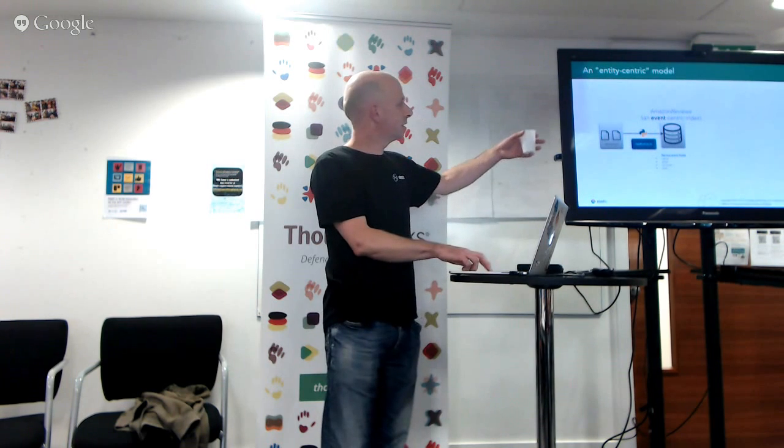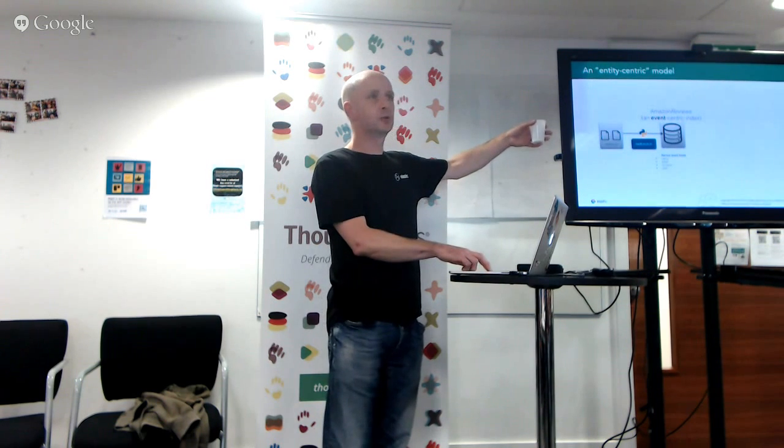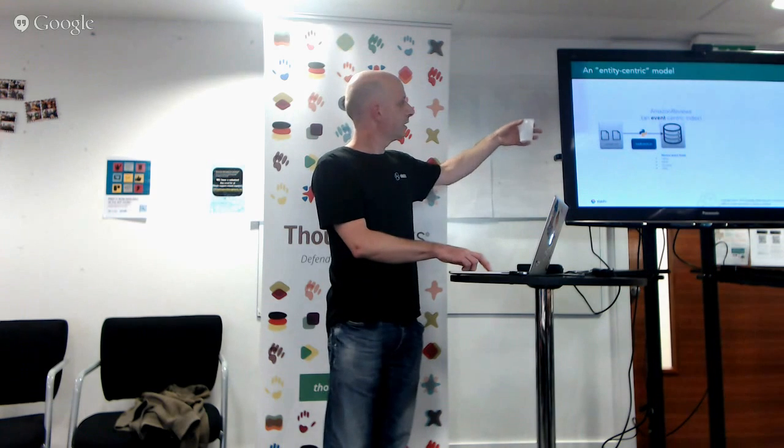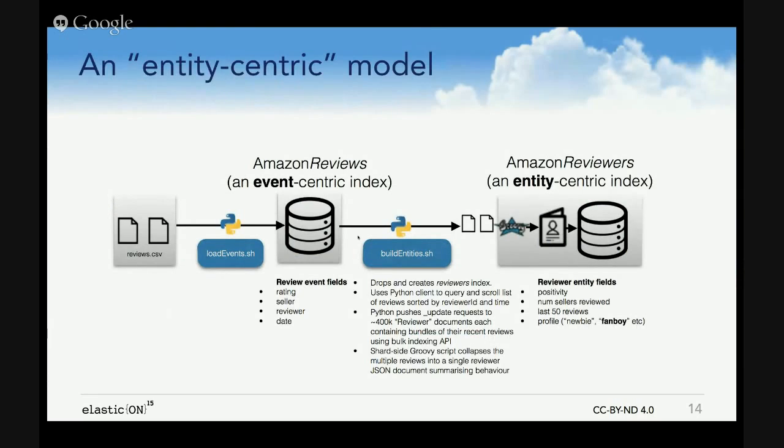So I've put it into a reviews.csv file here. I've got a little script to load it into an event-centric index, so it's just one record per review. And it's got the sort of stuff you would expect in there: a rating 1 to 5, who the seller was, who the reviewer was, and the date. So that's all the information that we've got in that review CSV.